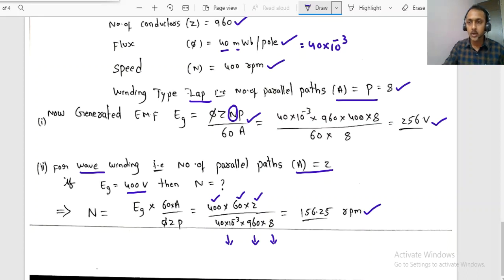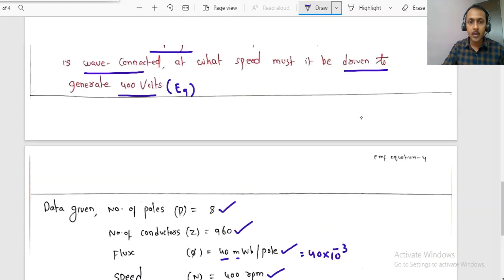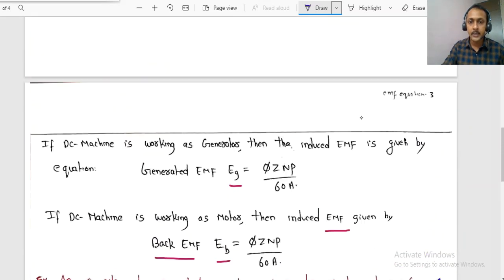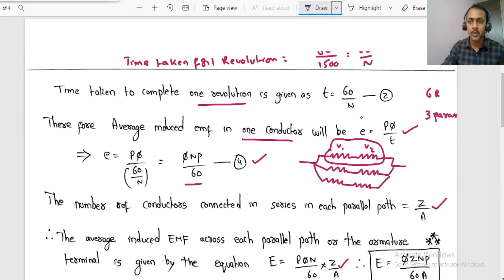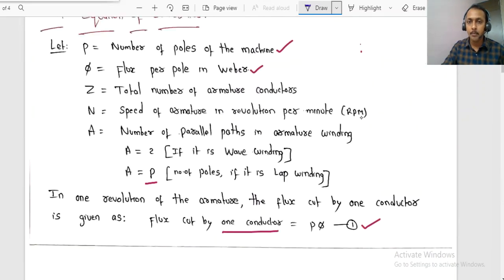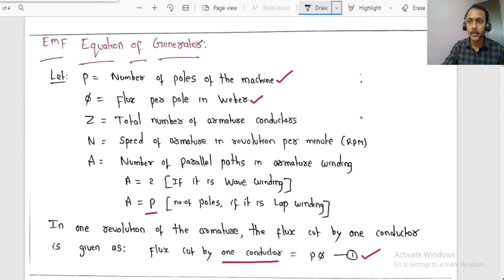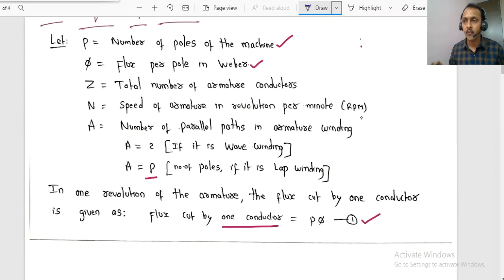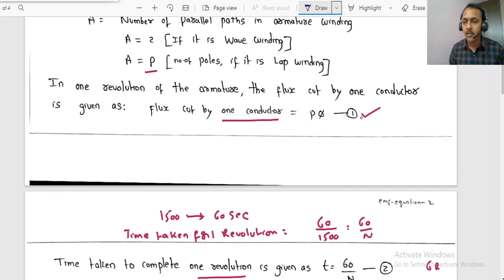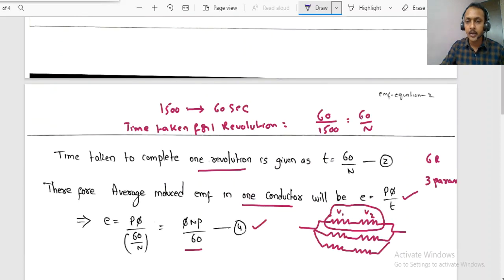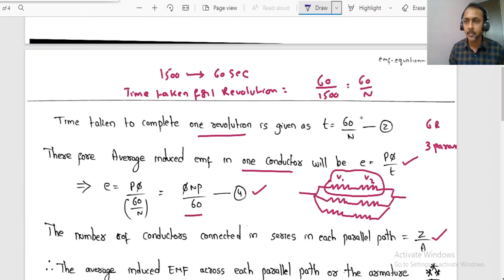Clear? So this is all about the EMF equation of a generator. In this entire discussion, dear students, please observe the terminology. Variables are important. P indicates poles, φ indicates flux, N indicates speed, A the number of parallel paths. If lap winding, A equal to P. If wave winding, A equal to 2. Flux cut by one conductor is Pφ. Time taken for 1 revolution is 60 by N.